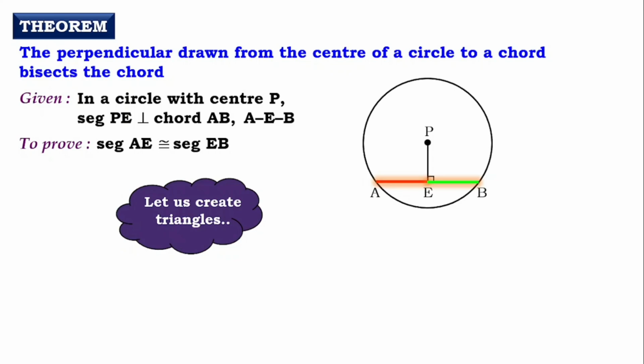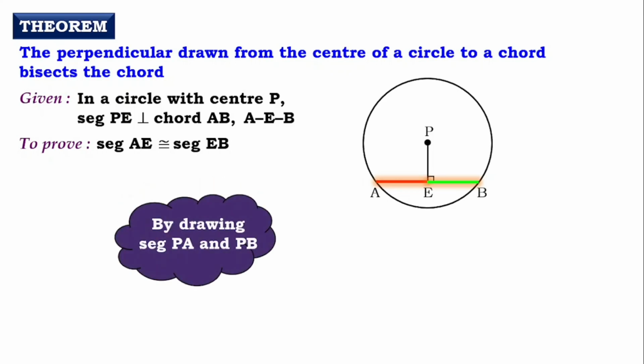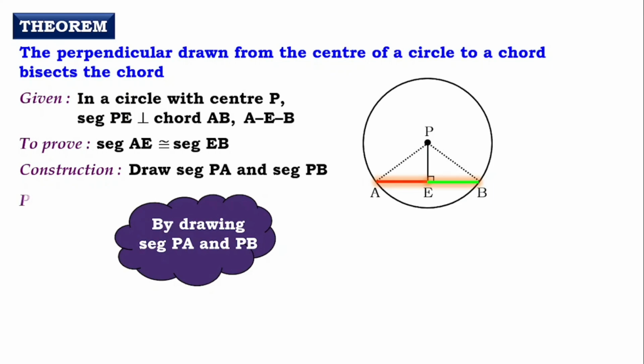Remember students, I have a construction over here: draw segment PA and segment PB. So let us draw that. This is segment PA, with dotted lines, and this is segment PB. Construction: draw segment PA and segment PB. Now I have two triangles over here. Understood? Now let us see what happens.